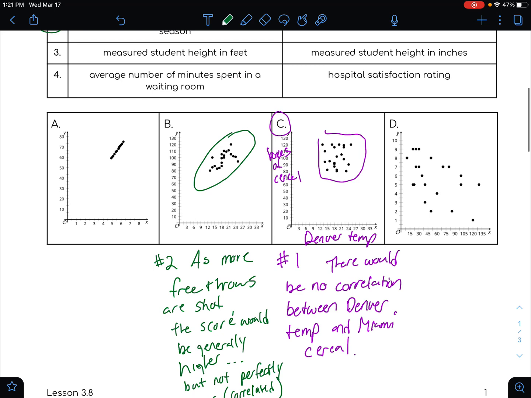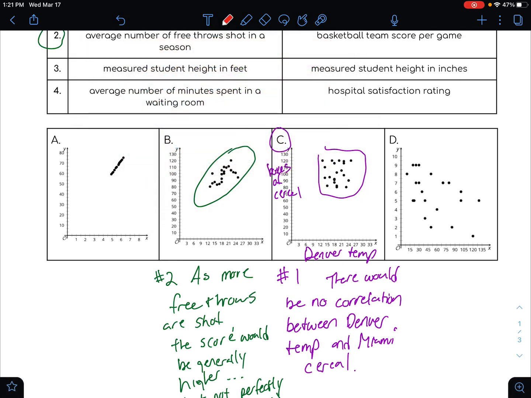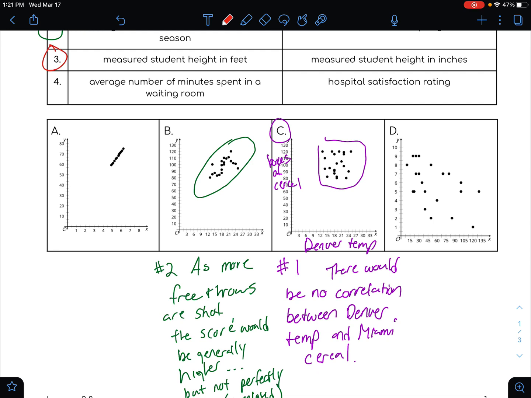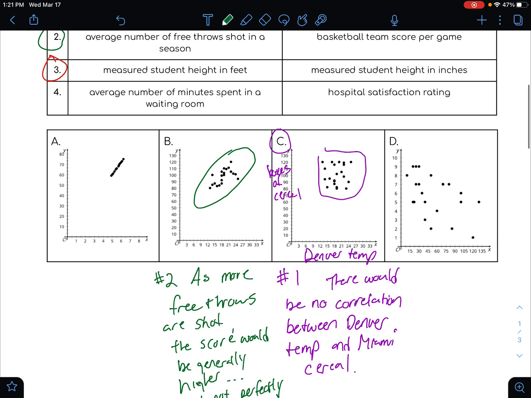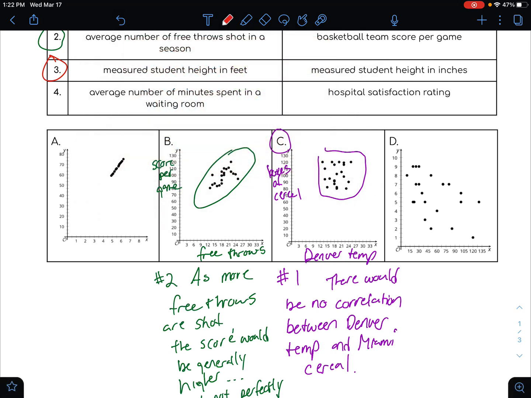Sorry if I wrote a little fast for you there. I'll be able to make both of them visible at the same time here. Okay. 3, measured student height in feet, measured student height in inches. Actually, I forgot to put the labels on the variables for the last one. So that was free throws versus score per game. Okay. So measured student height in feet, measured student height in inches.